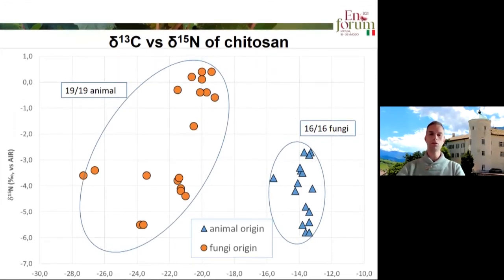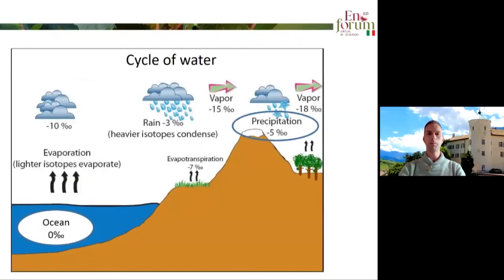Here come the results. These are the results of the first study that we performed. All the samples of animal origin confirmed to have a much lower value when compared to the fungi, where values are less negative. And that indicates that the carbon isotope ratio is a good way to discriminate between the two origins, while nitrogen in this case is not useful to discriminate. In the second part of the study, we considered oxygen and deuterium.